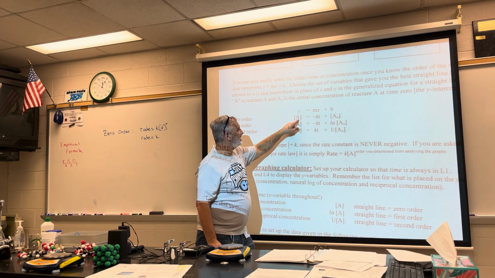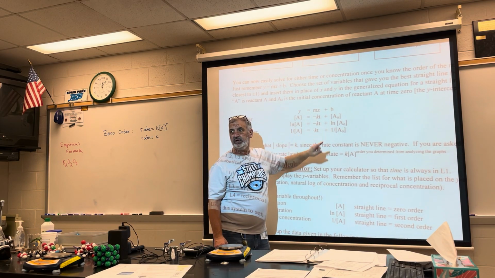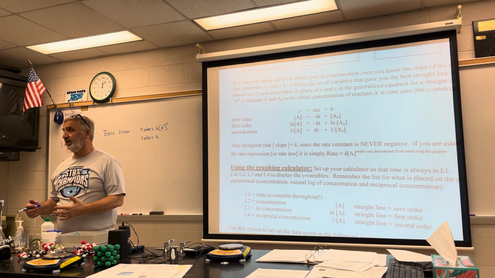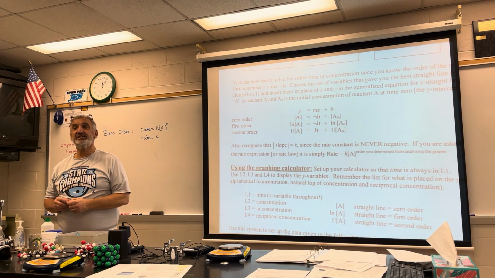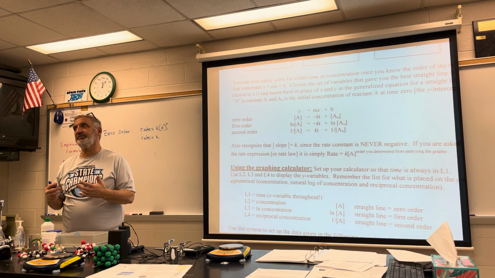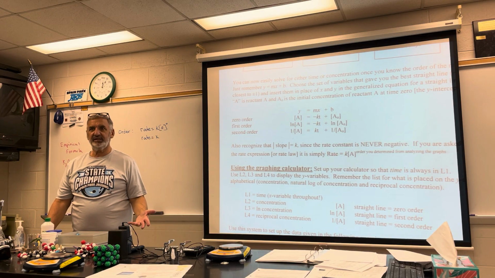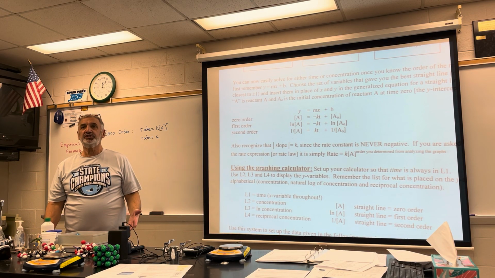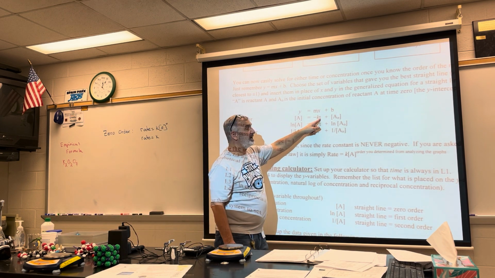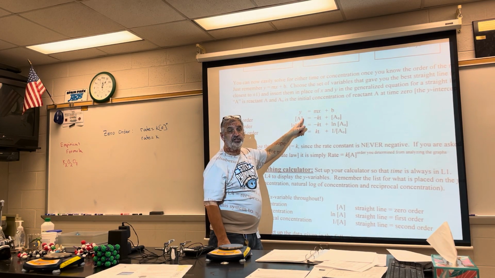So notice that this says Y equals mx plus B. That is a very fancy way of saying Y equals mx plus B. What is the shape of the curve for something that has an equation Y equals mx plus B? It's a straight line, it's linear. So if something is zero order and you plot concentration versus time, you're going to get a straight line, as you can see right above on your paper.